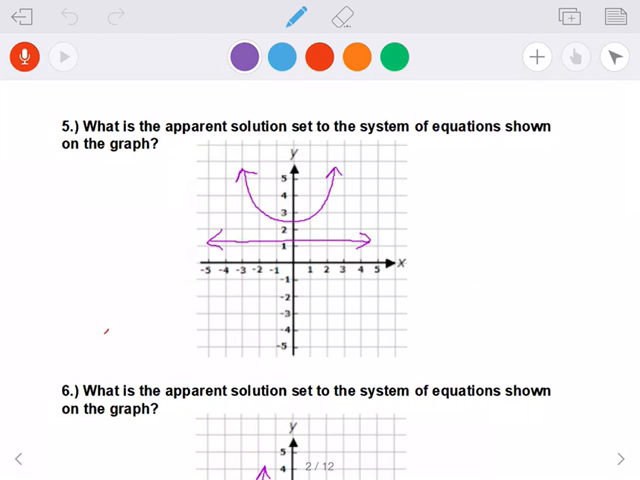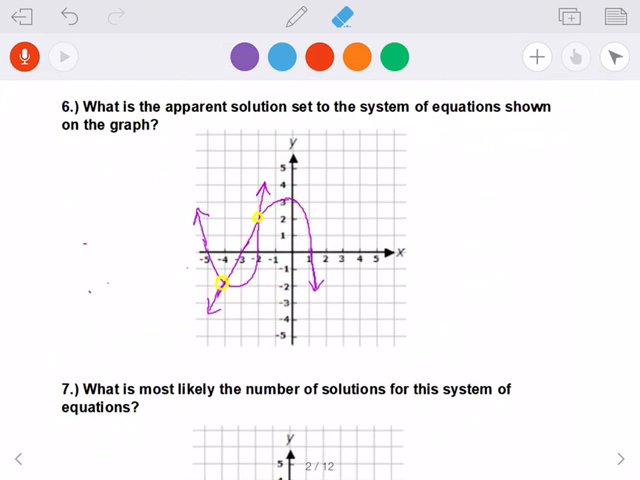Moving on to some more review. For question 5, it asks us what is the apparent solution set to the system shown. Do they intersect each other? No, so there's no solution. An option for no solution would be empty brackets.